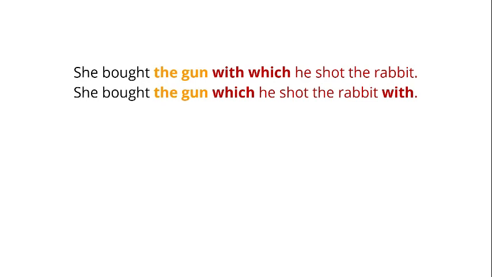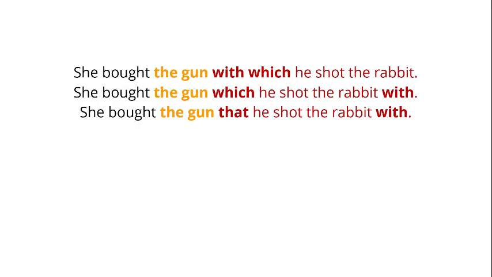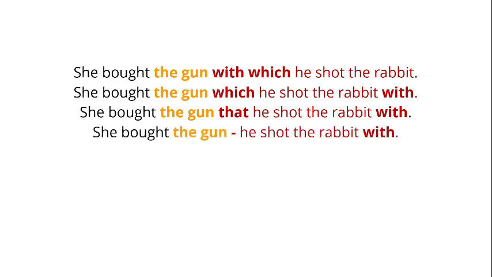Now if we've got the more informal way with leaving with at the end, then the which might change to that. The first sentence, with which, cannot change. Okay, don't try saying with that, it doesn't work. If you keep the with at the end, then which he shot the rabbit with can change to that he shot the rabbit with. And even we might remove it. So she bought the gun he shot the rabbit with.